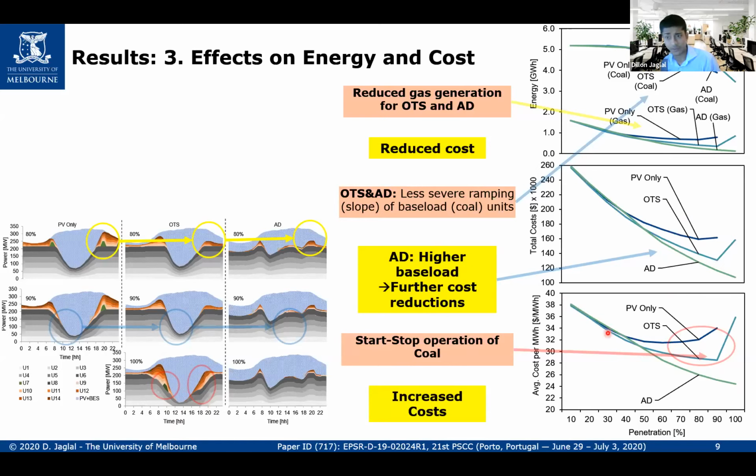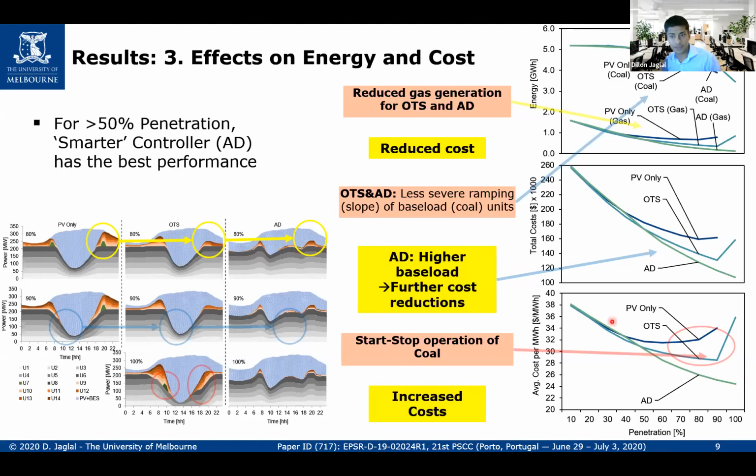Then we can see that we have this reversal trend in cost as we go to very, very high penetration levels for the case of PV only, although we're generating less energy from the plants. And that's because the cost reduction from reduced energy is not enough to outweigh the operational cost of the generating units. And then finally, if we look at the AD control system compared to the rest, we can see that for greater than 50% PV penetration, we have a great reduction in cost. So it has the best performance overall.